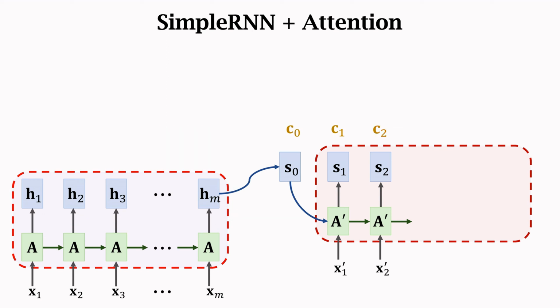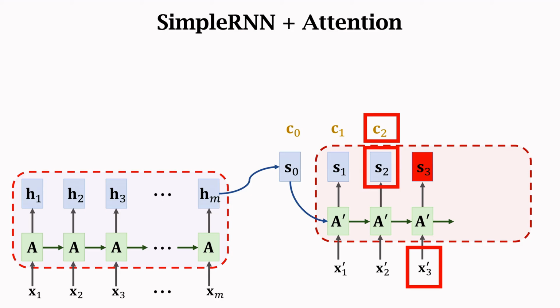We are ready to update the decoder state. The decoder takes x'3 as input. x'3 is a German word generated in the previous step. We use x'3, S2, and C2 to compute the new state S3. Now we have the new state S3. The next step is to compute the new context vector C3.